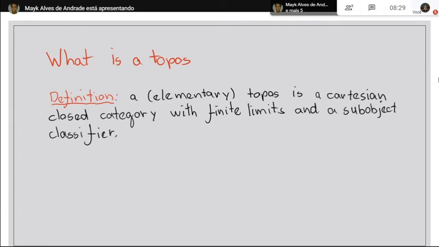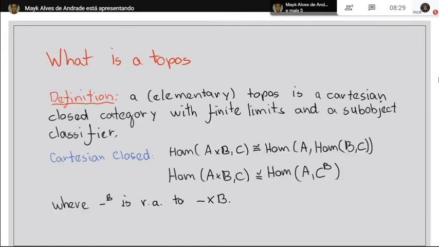So let's go a little bit faster because I'm running out of time. If you don't understand something, you can ask me, it doesn't matter. Let's take the definition. An elementary topos is a Cartesian closed category with finite limits and a subobject classifier. A topos is a category with some extra properties: it is Cartesian closed, which means that it has power objects, and it has a subobject classifier.